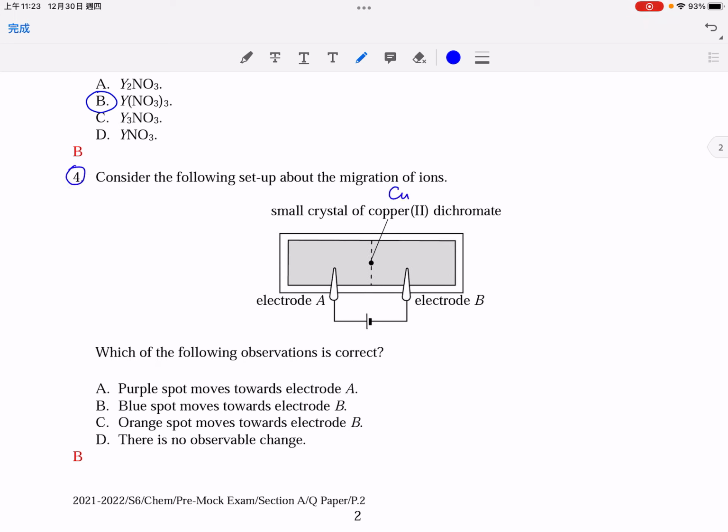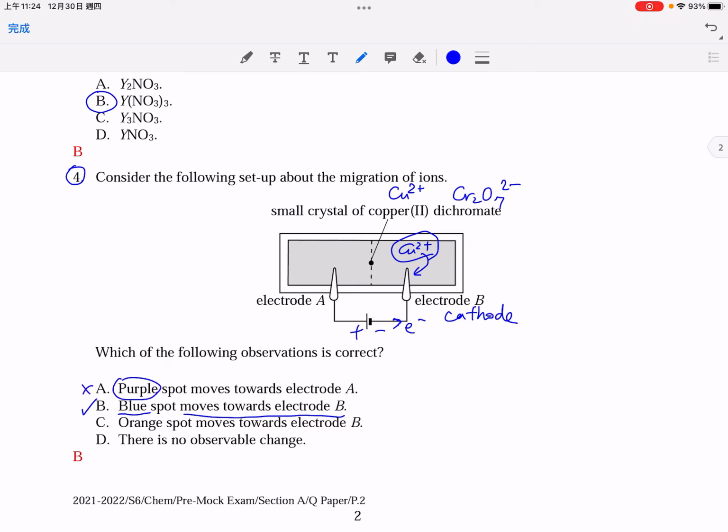Copper(II) dichromate. First of all, make sure you know that it consists of 2 ions, copper(II) ions and dichromate ions. And since it is a migration of ions, make sure you know that the cations will migrate towards electrode B because electrons will flow along this direction, and of course electrode B is in fact the cathode, and therefore the blue spot, because of the copper(II) ions, will move towards electrode B. So the answer is B.